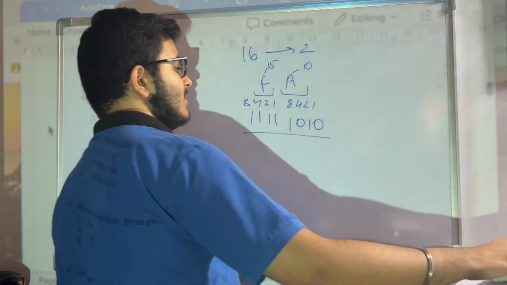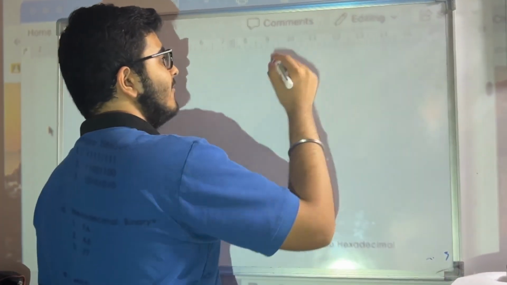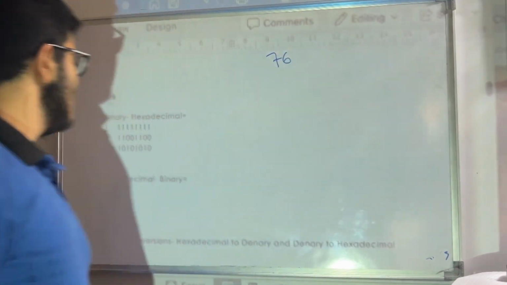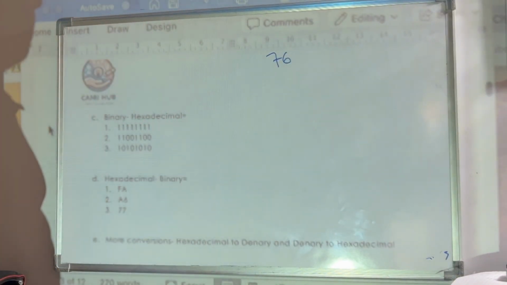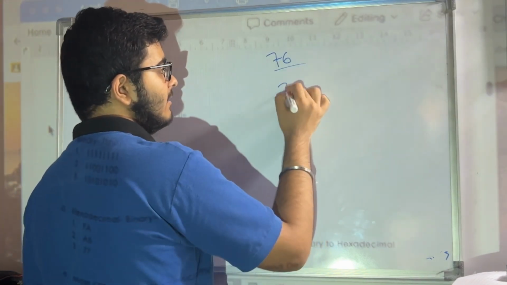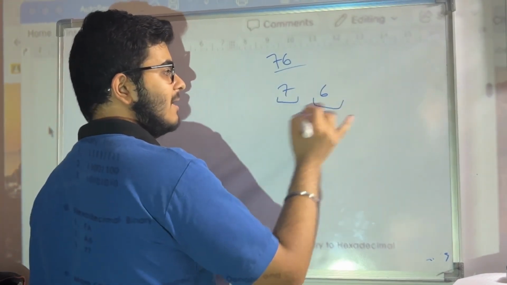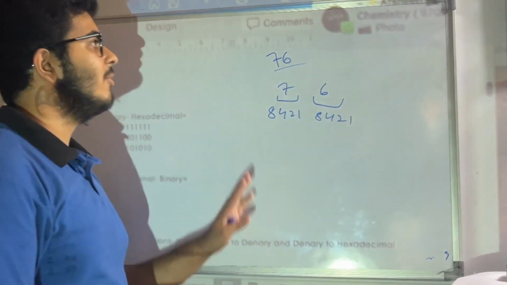Let's see another example. Let's do 76 to get a variety of questions. The rest, A6 and 77, you can solve and tell me in the comment section. Let's see what 76 will be. Again, I'm going to divide 76 into 2 parts. I'm going to write 8421, 8421.